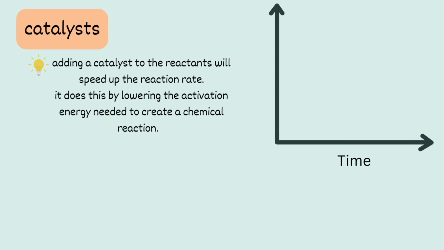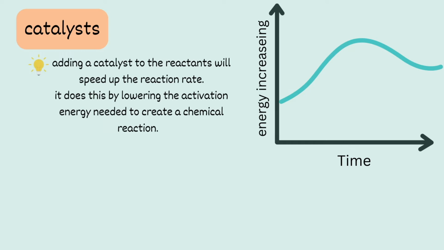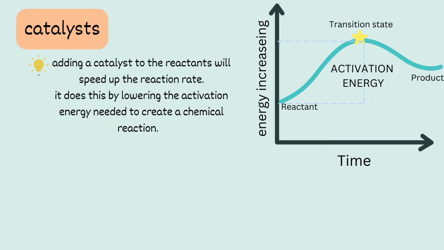We have time increasing as we go left to right on the x-axis, and energy increasing as we go up the y-axis. The blue line represents a system, a chemical equation. On the left, we have the reactants, and on the right, we end with the products. At the peak of the line is the transition state. The area from the beginning of the reactants to the transition state is the activation energy.